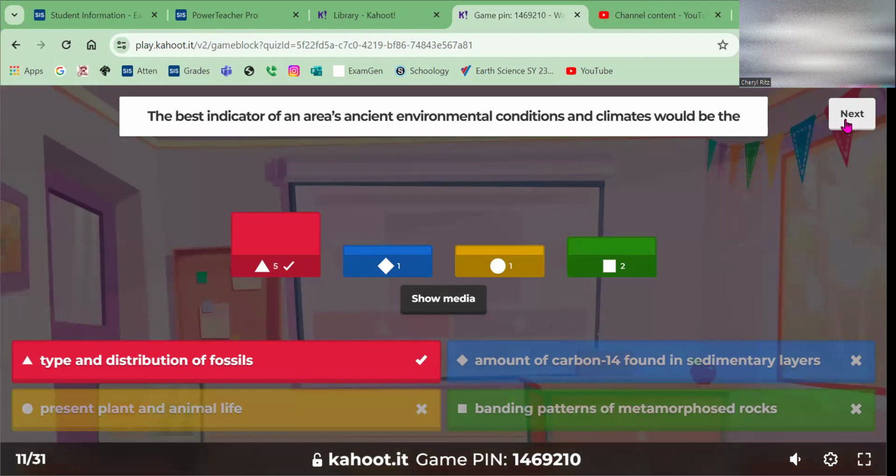So remember with this, I mentioned, if there's a fish fossil, what do you know used to be there? Water. If there's a polar bear fossil, what do you think used to be there? Ice. It used to be cold. If there's a scorpion fossil, what do you know? Desert, and it was hot. So fossils tell you the area's ancient environmental conditions and climates, whether it was hot or cold, based on the type of animal that was living there, or whether it was water or land based on the type of fossils you find.